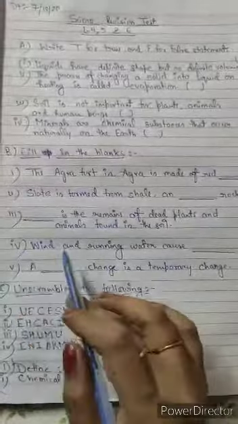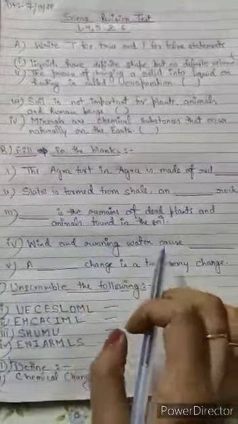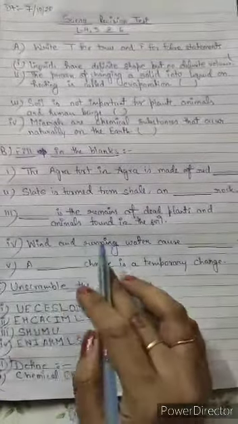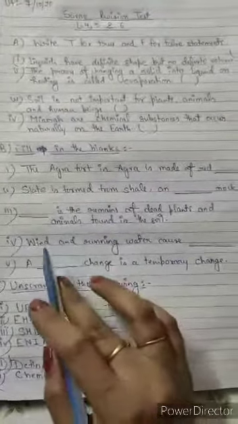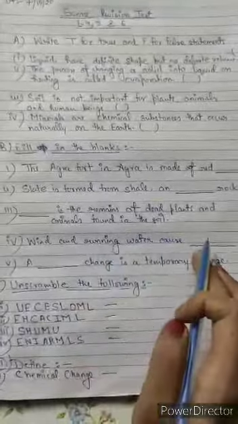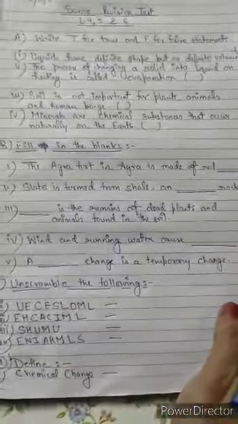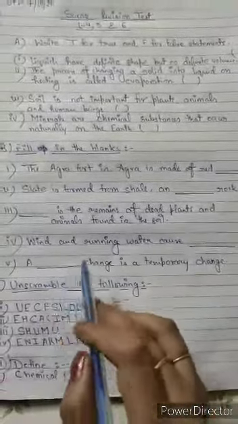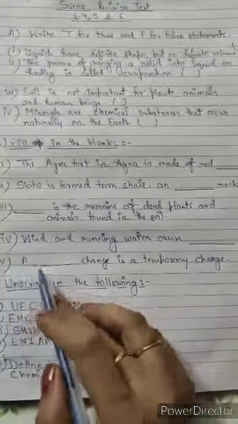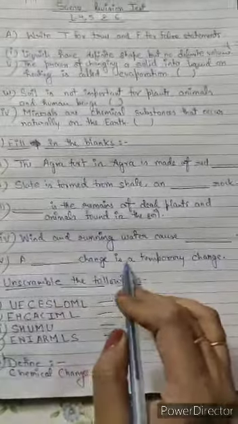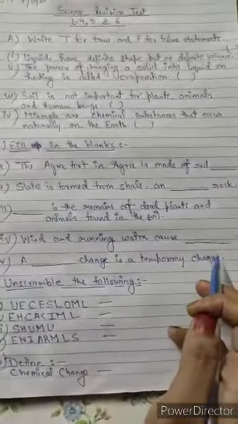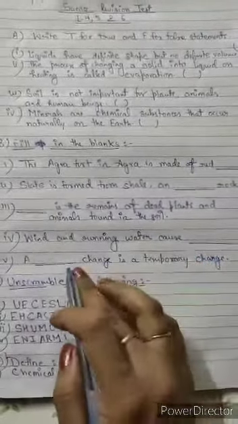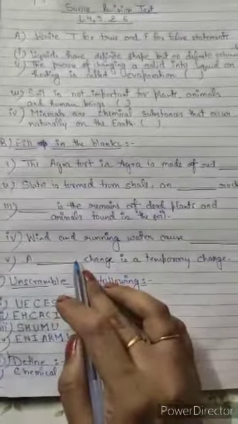Now fourth, wind and running water cause dash. What do they cause? Because of the wind and running water, what occurs in the environment? You have to mention it in the blanks. Now fifth, a dash change is a temporary change. Which change is a temporary change? You have to mention it in the blank.